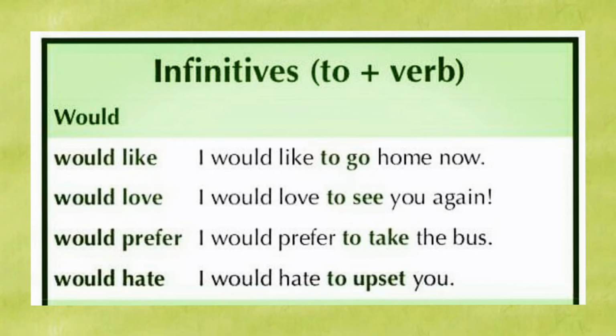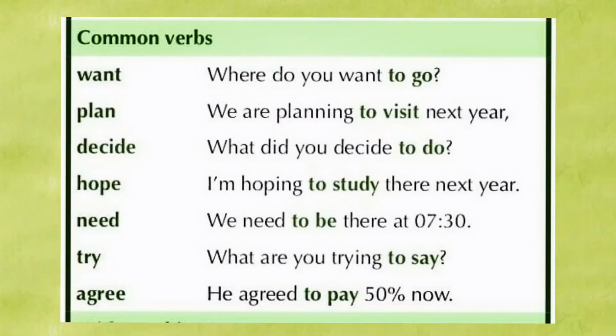I would prefer to take the bus. After would prefer, to plus verb form, that is, to take. I would hate to upset you. After would hate, to plus verb form, to upset. Now let's see where to use the infinitive. The infinitive comes after the verbs want, plan, decide, hope, need, try and agree.